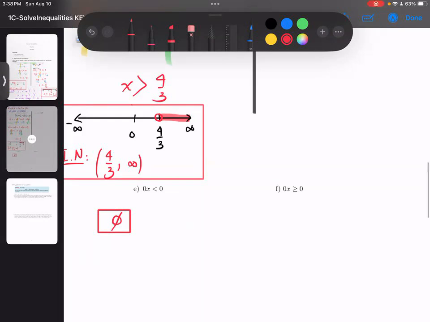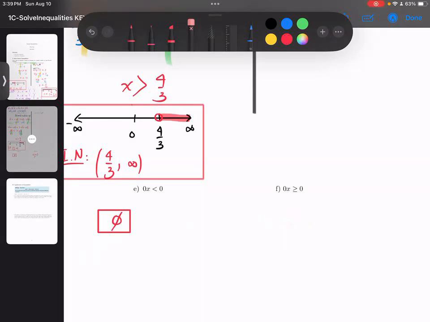What about F? 0x greater than or equal to 0. Pick a few values. You plug in a negative number for x, 0 times maybe -5 is still 0. Is 0 always greater than or equal to 0? Yes, right? Because there's an equal sign here. That makes this different compared to part E. That is a true statement, right? So whatever x you pick, the inequality is always true.